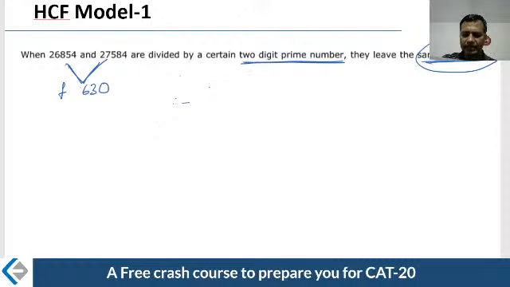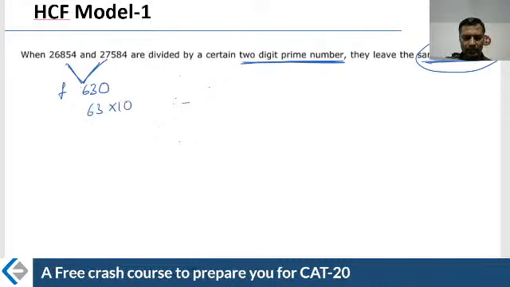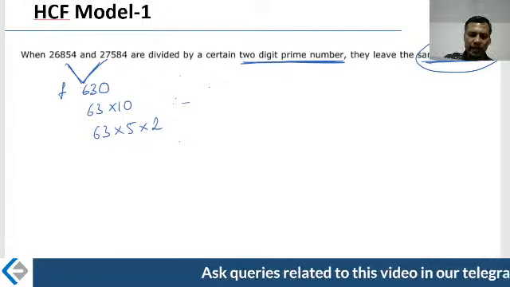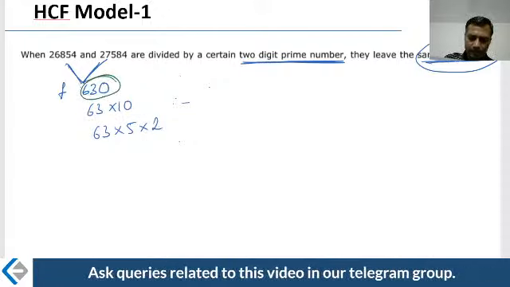Now the author is very clear: the 2-digit prime number should leave the same remainder. All right, now go here, how can 630 be written? As 63 into 10. So what are the prime factors? 63 is... 5 is a prime number, 2 is a prime number. Which is the 2-digit prime number? Therefore it must divide 630, because it should divide 630 before dividing these numbers. 63.